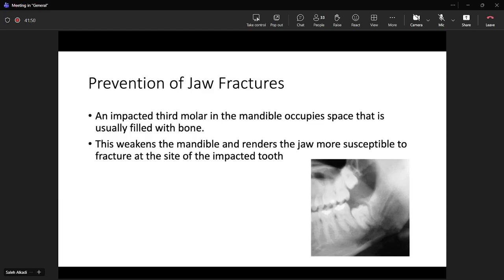from maybe kicks or a box. So in this case, the advice here is to prophylactically remove this lower wisdom tooth, so as not to weaken the area or make the area prone to fracture if we get a box there. Because the area is very weak while the lower third molar is there.